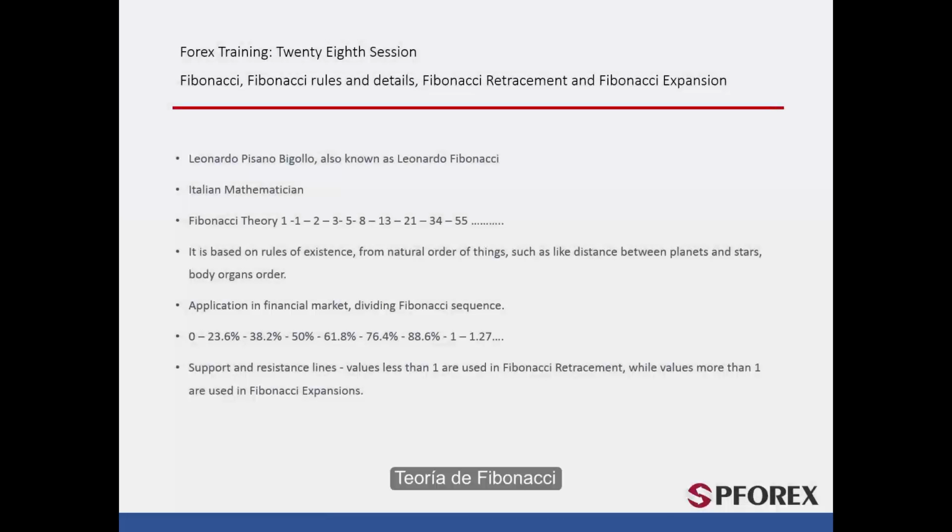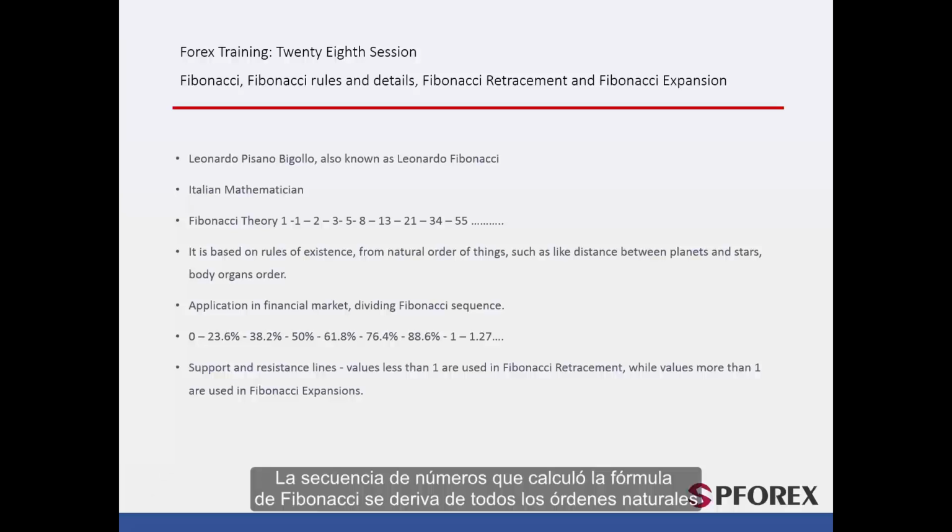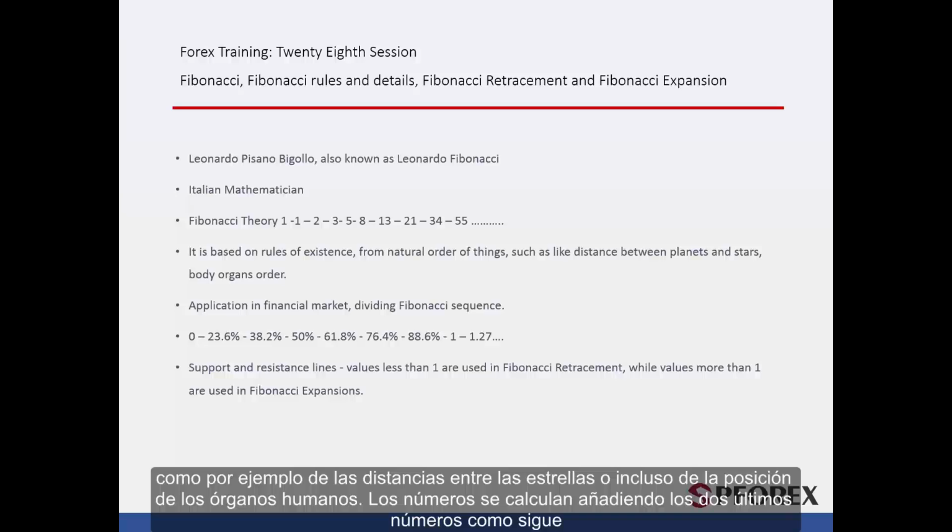Fibonacci theory. Leonardo Pisano Bigolo, also known as Leonardo Fibonacci, an Italian mathematician, proposed his theory on population growth rate formula. The sequence of numbers, which was calculated by Fibonacci formula, is derived from all natural orders, such as distances between stars, or even position of human organs.